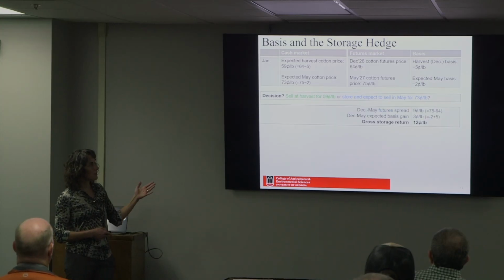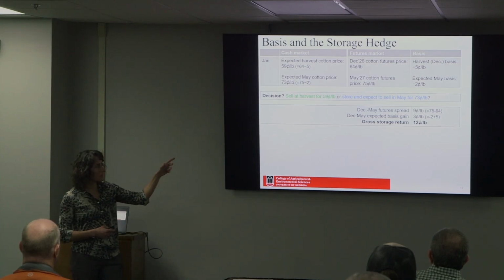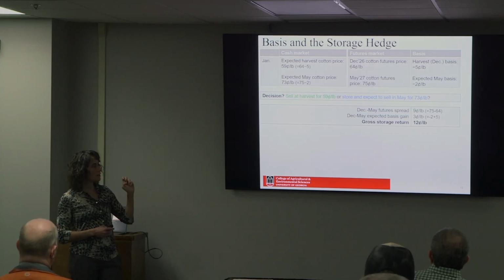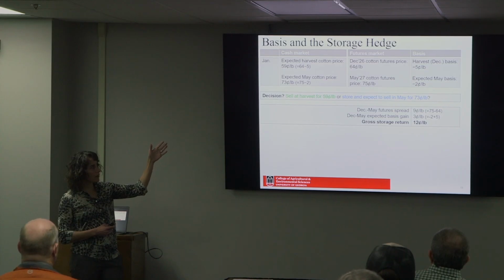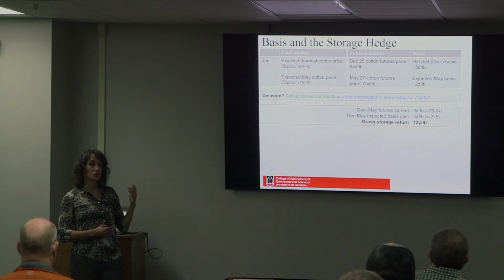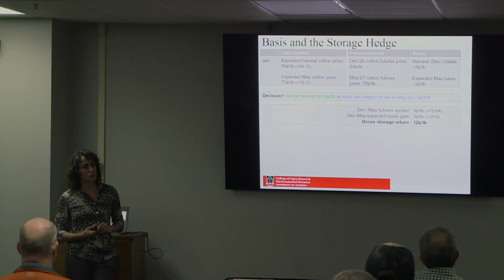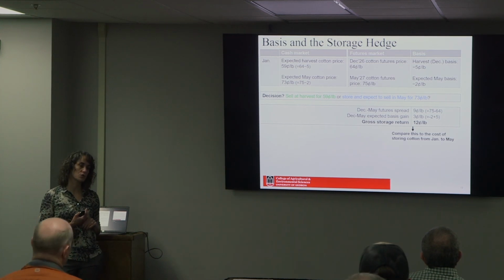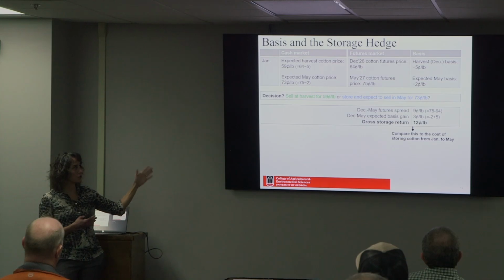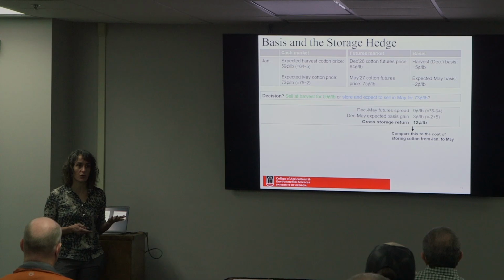So what you can do is look at the difference between the December and May delivery futures prices. There is a 9 cent per pound difference, and also the expected gain on the basis. The basis is -5 in December, but you are expecting it to become -2. So 3 cents. Then the gross storage return is 12 cents. You will need to compare that to the cost of storing cotton from January to May. That will tell you whether a storage hedge is profitable or not.